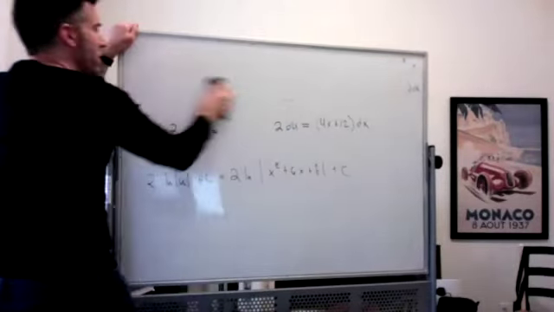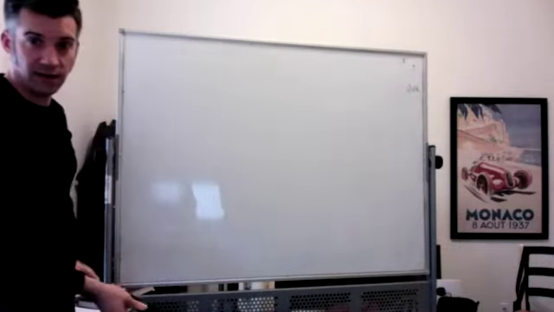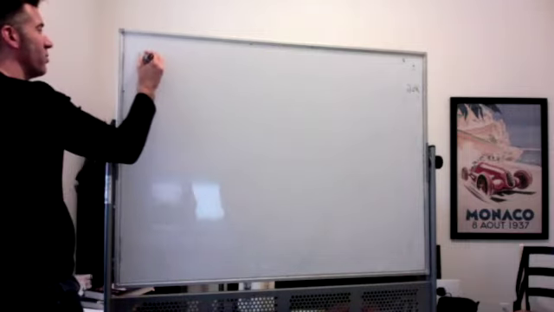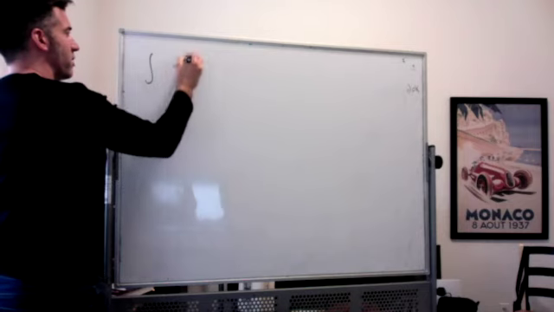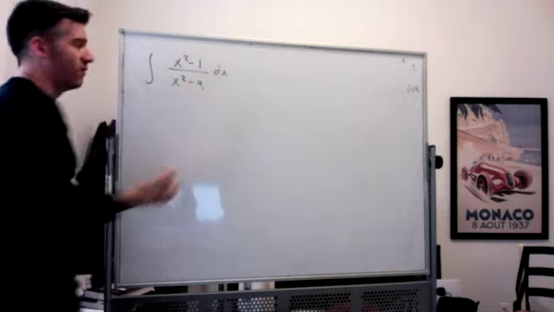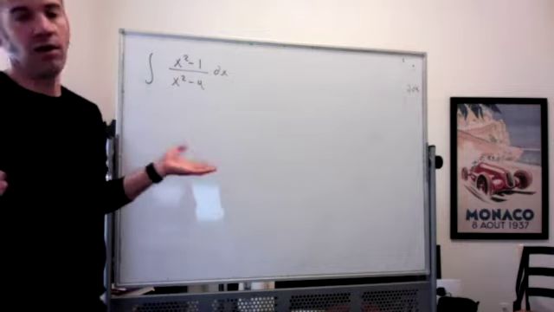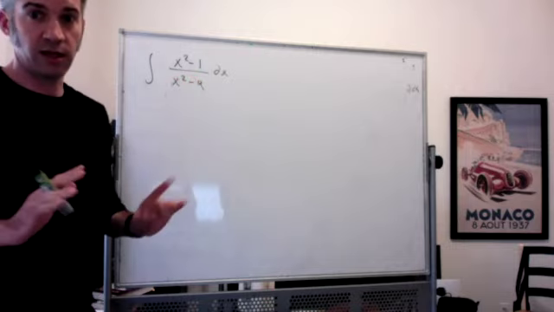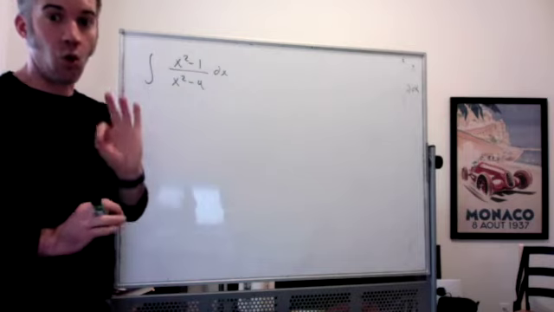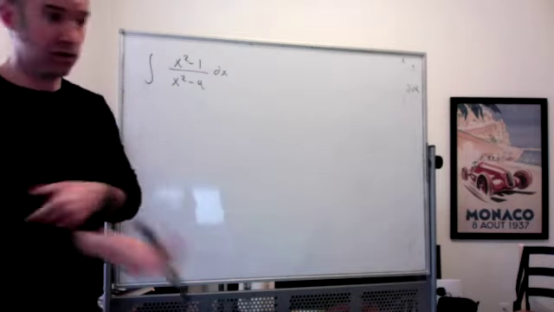So what if the degree on top is not less than the degree on the bottom? For example, what if we had something where the degrees are equal, like the integral of x squared minus 1 over x squared minus 4? Well, regardless of partial fractions, if you have a rational function where the degree on top is greater than or equal to the degree on the bottom, we have to do polynomial division.